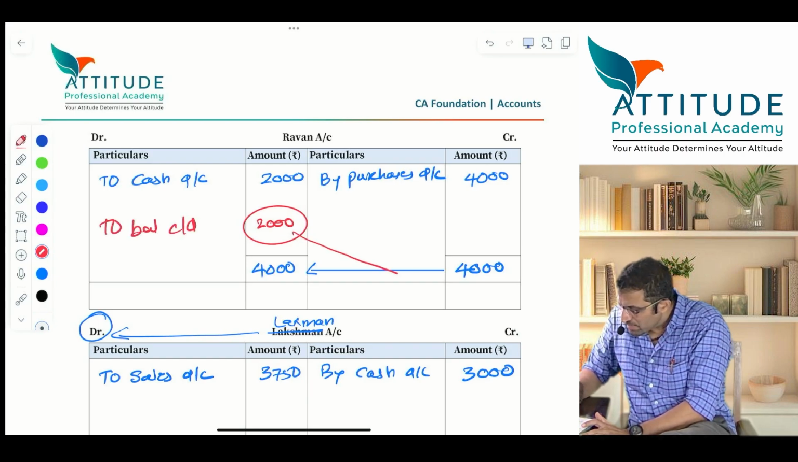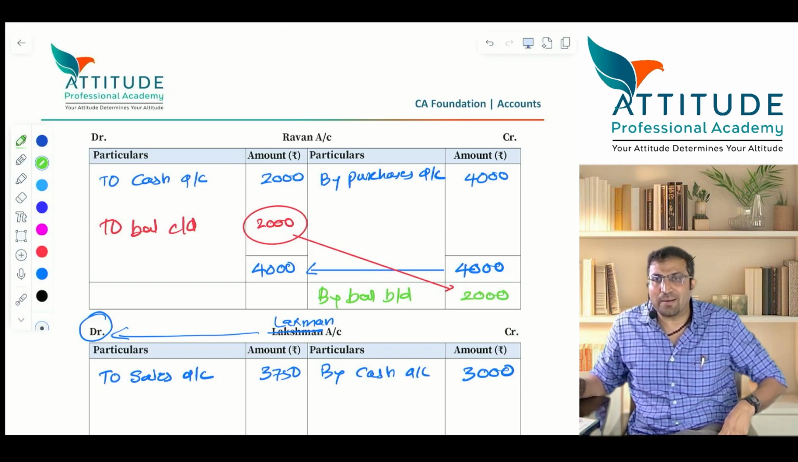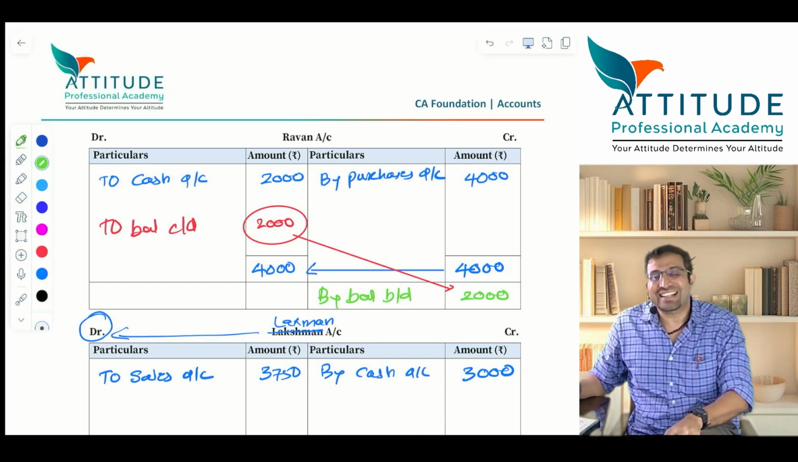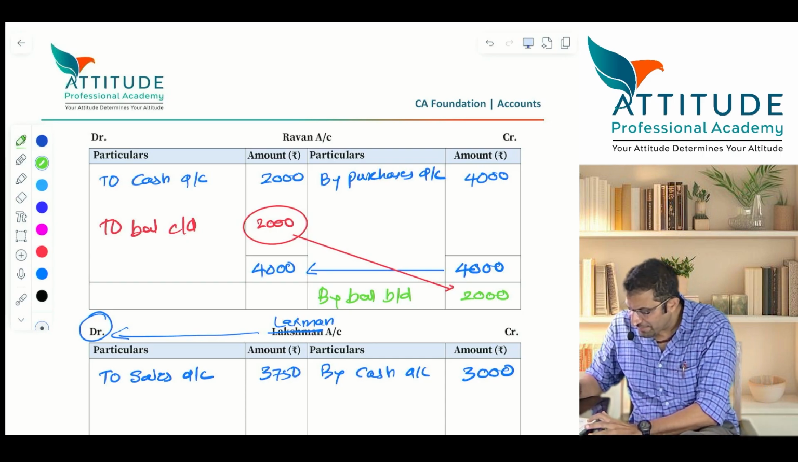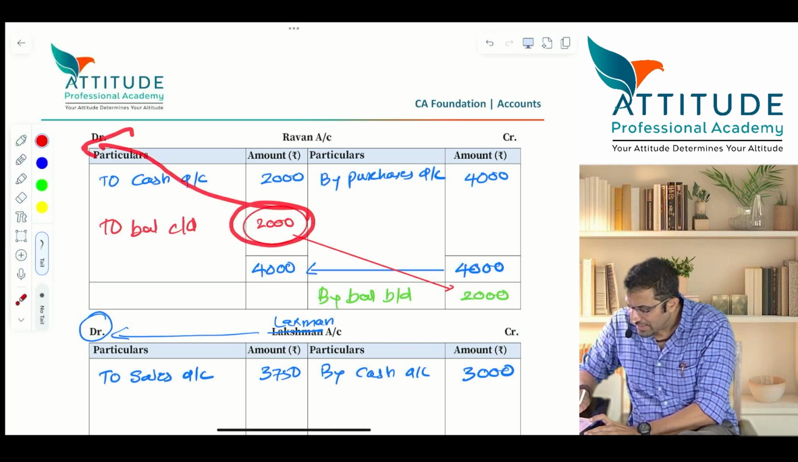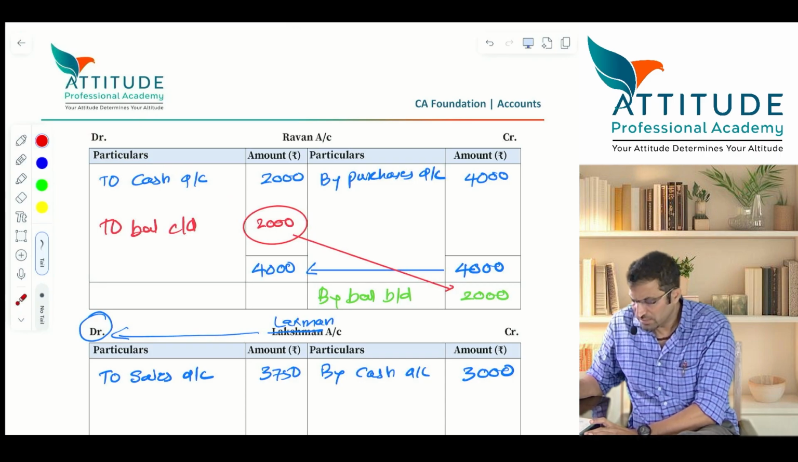The same balance is brought down to the next period as to balance brought down. Hence, is Raman account showing a debit balance or a credit balance? Credit balance of 2,000. Is that clear? The balancing figure is written on the debit side, but that doesn't mean it is a debit balance. It is a credit balance. Is that clear? Next.